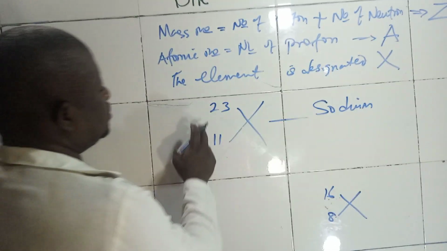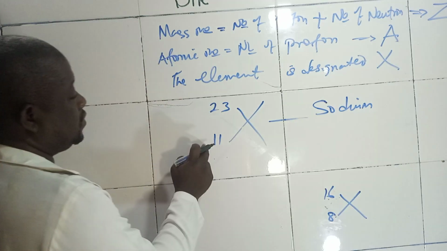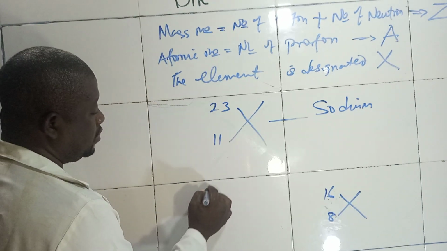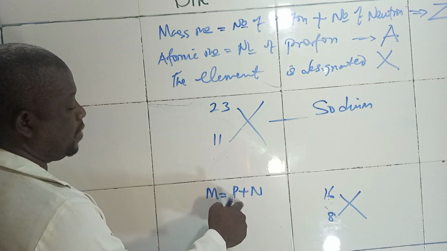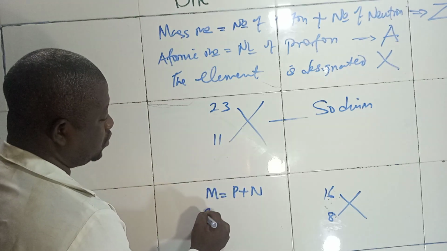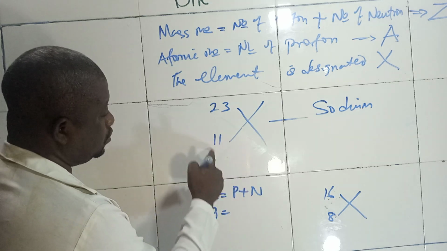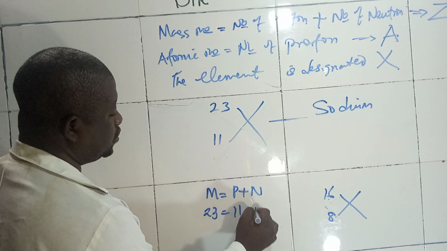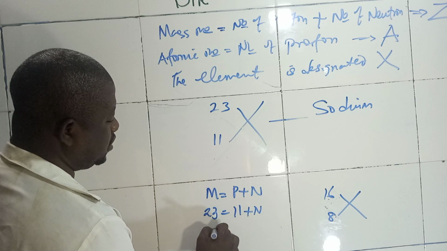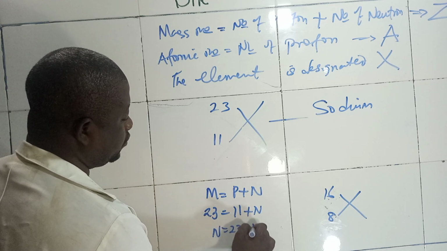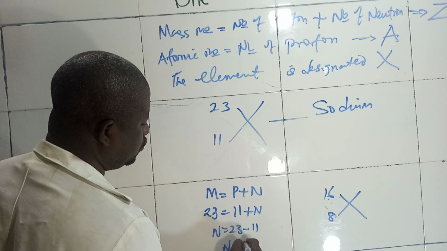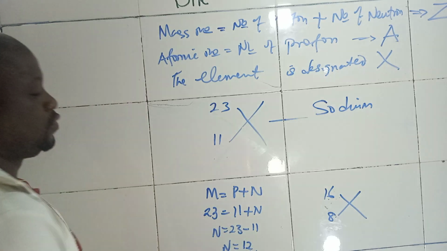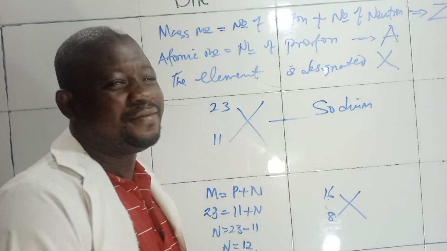So to calculate the number of neutrons in this, you already know that the mass number is equal to protons plus neutrons. So what's my proton here? What's the mass number? 23. What's the proton? The proton is 11, plus neutron. So the neutron is equal to 23 minus 11. So the number of neutrons in this atom is 12. That's what they always ask you to calculate, and it's very easy.